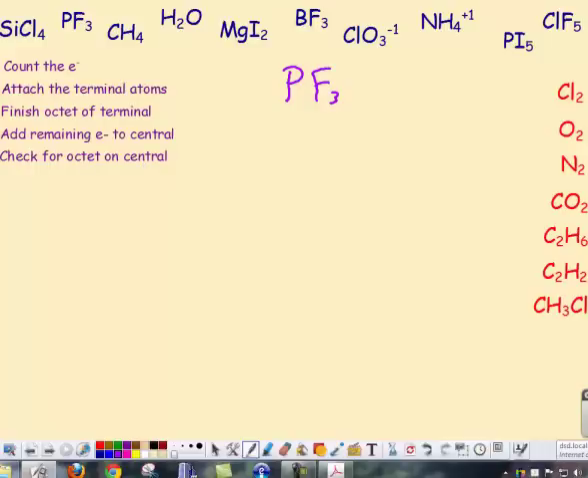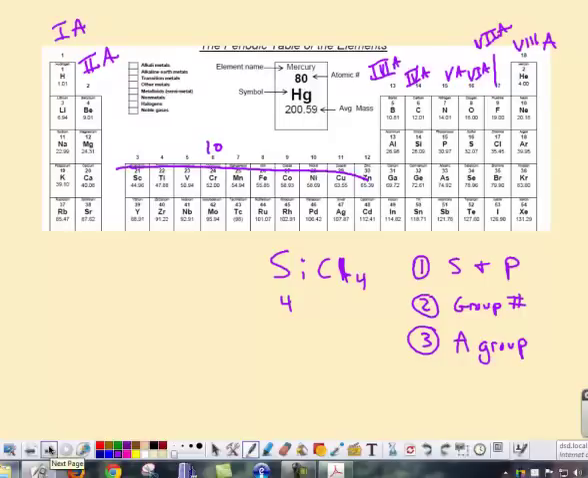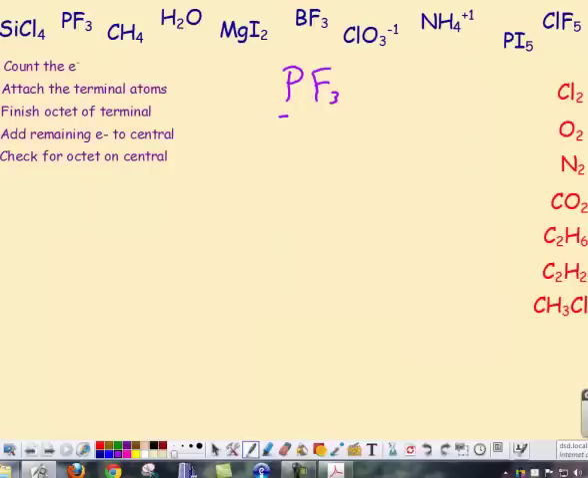All right, so phosphorus. Phosphorus is right here in group 15, so 5 electrons. Remember, 15 has 5, 16 has 6, 17 has 7. Or group 5A. So phosphorus has 5. Fluorine is in group 17. So 7 times 3 is 21. So this time I have 26 electrons to arrange in my Lewis structure. Figure out which one goes in the middle. I told you it's the one you have one of, or the least electronegative. So phosphorus in the middle.